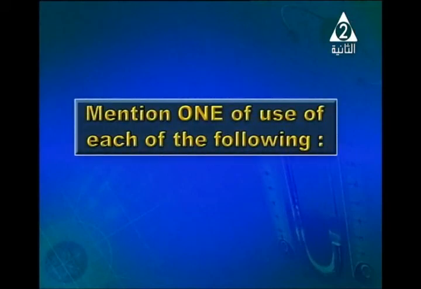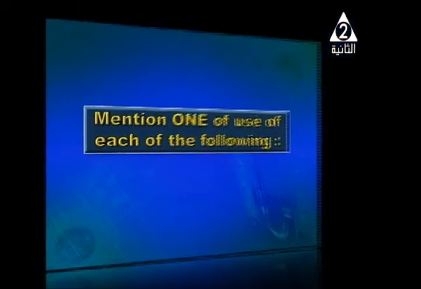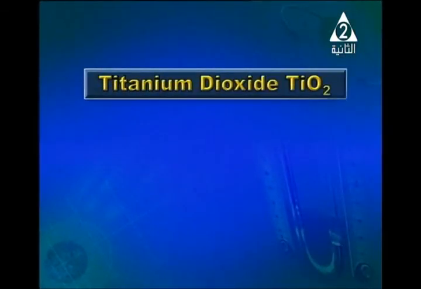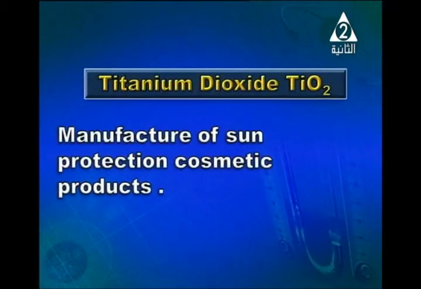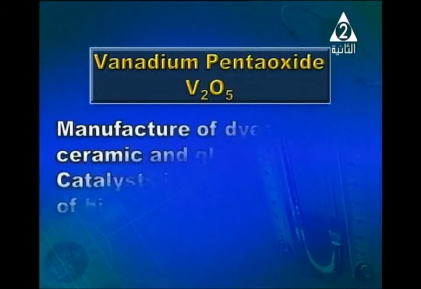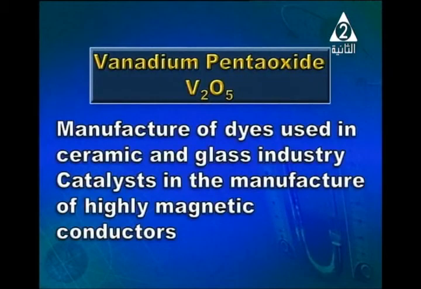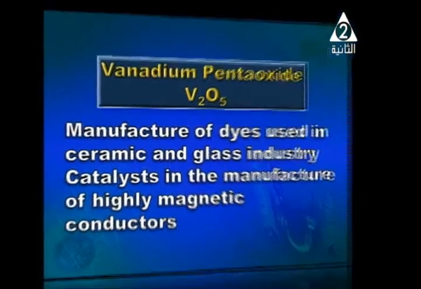Mention one use of each of the following. Titanium dioxide: it is used in the manufacture of sun protection cosmetic products. Vanadium pentoxide: it is used in the manufacture of dyes used in the ceramic and glass industry, and also as a catalyst in the manufacture of highly magnetic conductors.